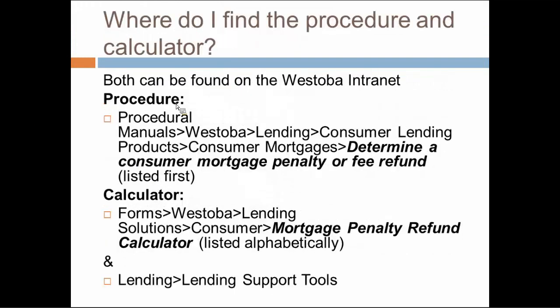Where do I find the procedure and calculator? So both can be found on the Westoba intranet. The procedure will be located under procedural manuals, Westoba, lending, consumer lending, products, consumer mortgages, and then you'll see it: determine a consumer mortgage penalty or fee refund. The calculator will be located at this location, and we're also going to add it to the lending support tools. I mean, when I used to look for these types of calculators in the branch, I would go to the lending support tool. So it'll be located in both of these spots. Procedure does reference the form section, so both of these sections will contain the actual calculator.